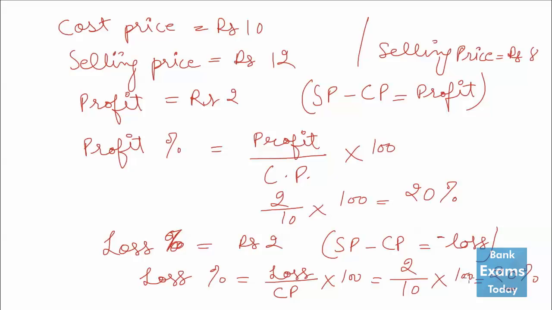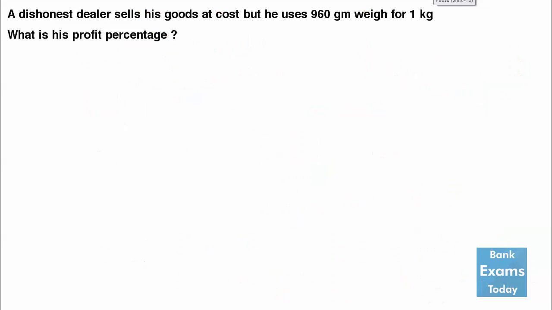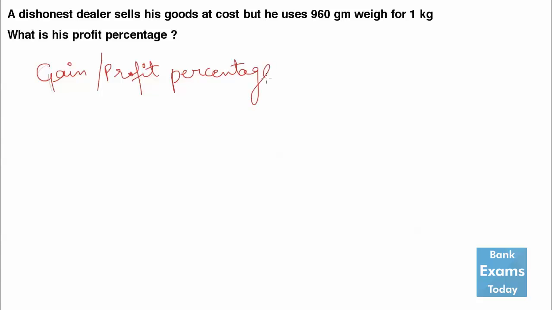Now we will do some simple questions. A dishonest dealer sells his goods at cost but he uses a 960 gram weight for 1 kg. What is his profit percentage? To solve these kinds of questions, there is a simple formula. Just note it down. Gain or profit percentage is equal to error divided by true value minus error.